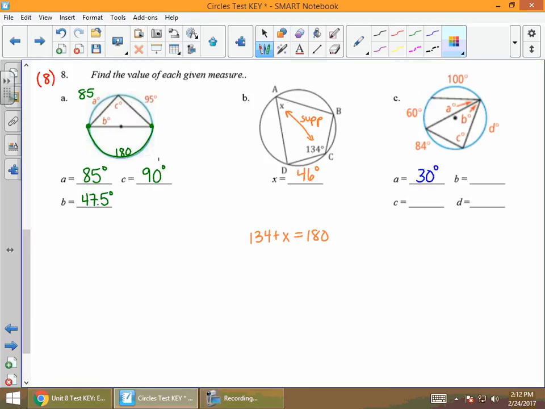For B, there's B. Angle B is an inscribed angle as well. Angle B's arc is 84 degrees. So half of 84 is 42 degrees.